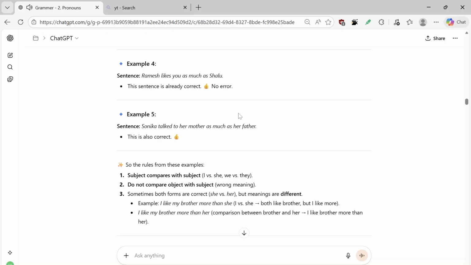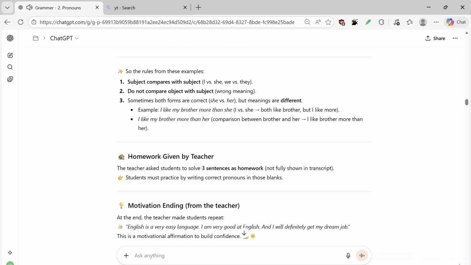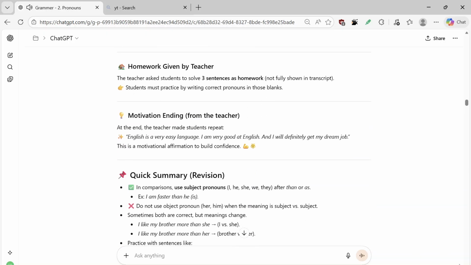Example: I like my brother more than she. This is I versus she; both like the brother, but I like him more. I like my brother more than her. The comparison is between brother and her; I like my brother more than I like her. And homework given by the teacher: the teacher asks students to solve 3 sentences as homework, not fully shown in the transcript. Students must practice by writing correct pronouns in those blanks.